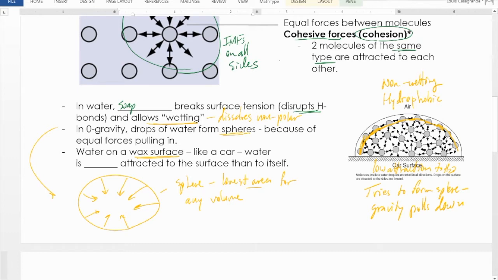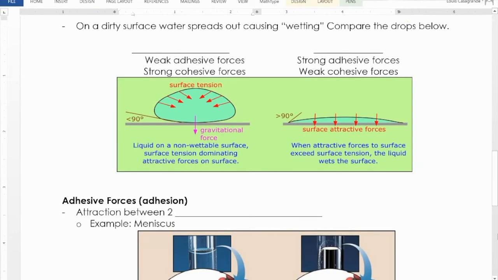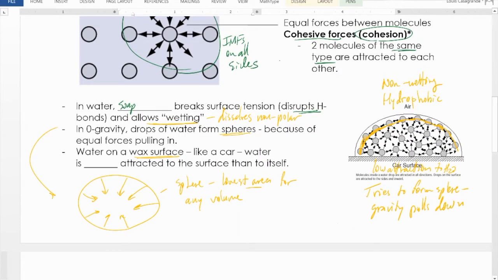Okay, so a hydrophobic surface occurs when the water molecules have a stronger attraction to each other than to the surface. One of the things I want to make clear is that there are no repulsive forces going on. You often hear people say, oh, the wax surface repels the water. That's not what's going on.